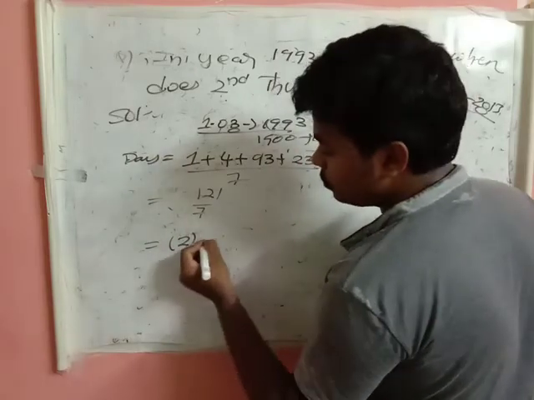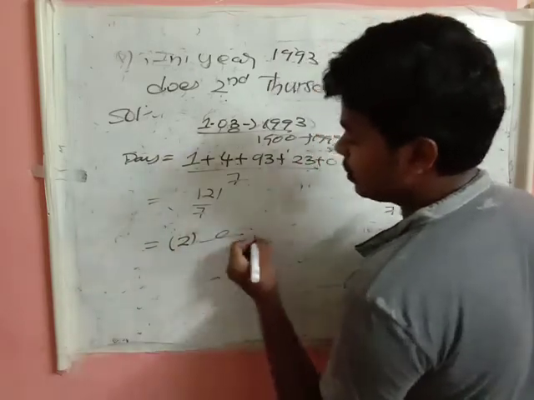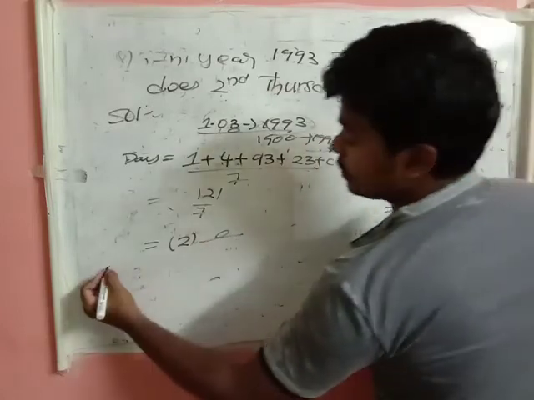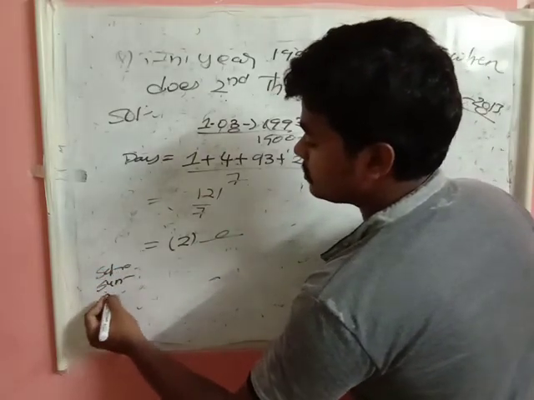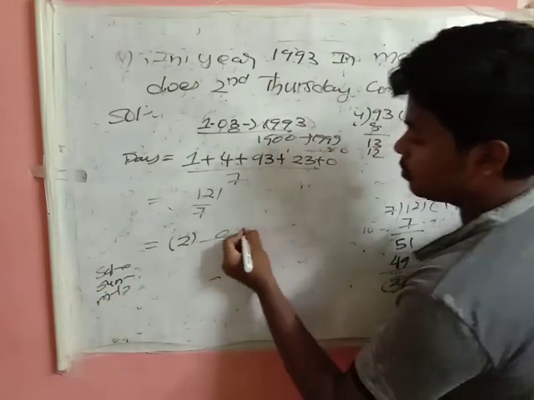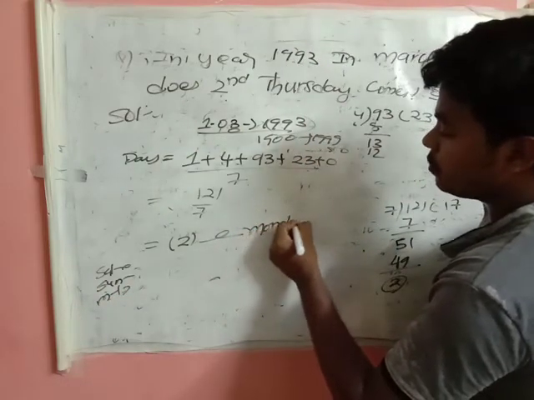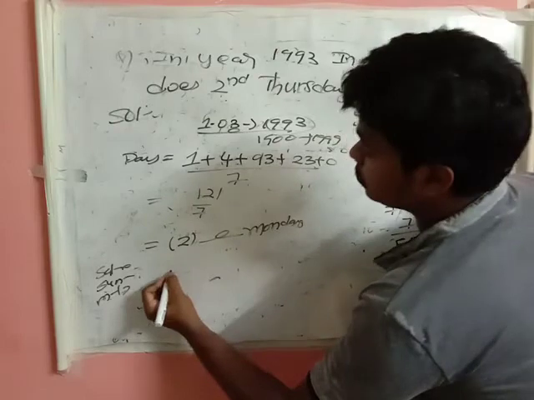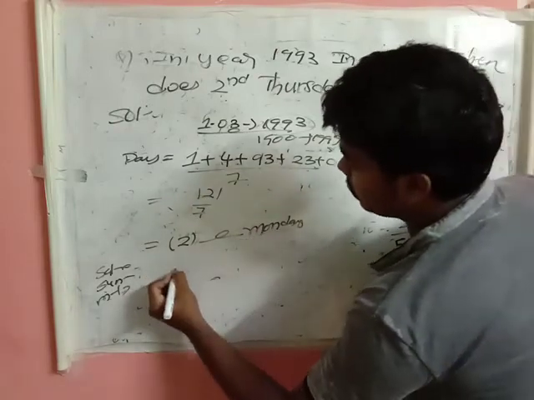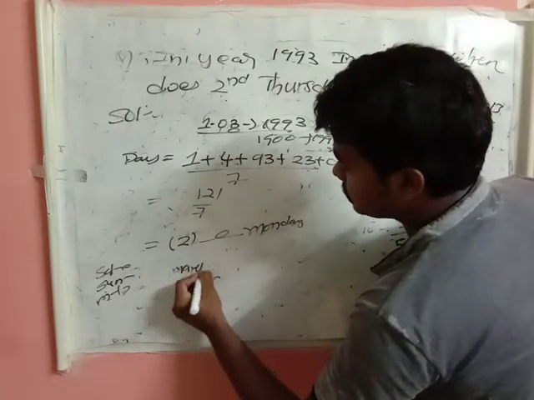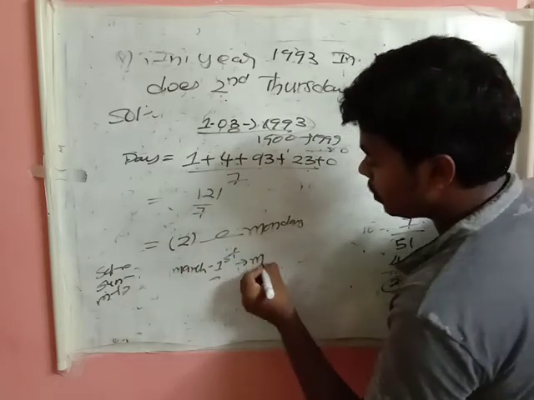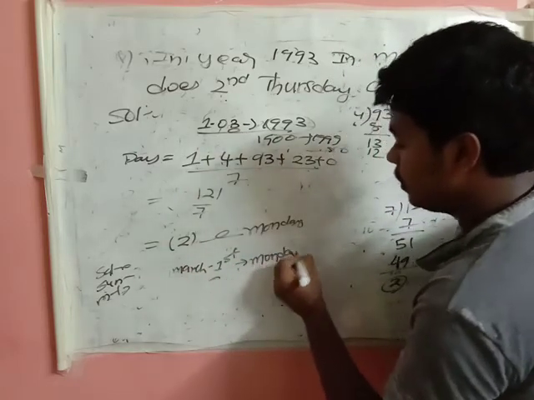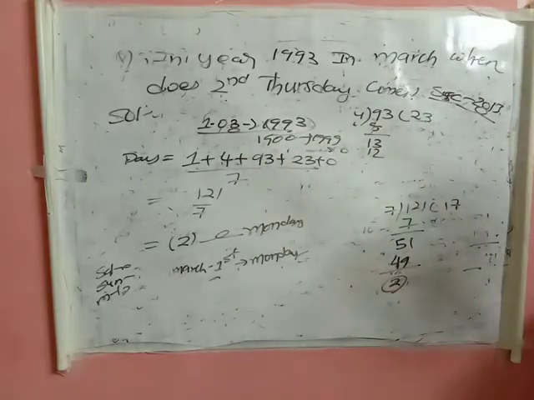So what is the code for 2? The code for 2 is: Saturday is 0 and Sunday is 1 and Monday is 2. So the code for Monday is 2. Means what he is telling, right? March 1st will come on Monday.